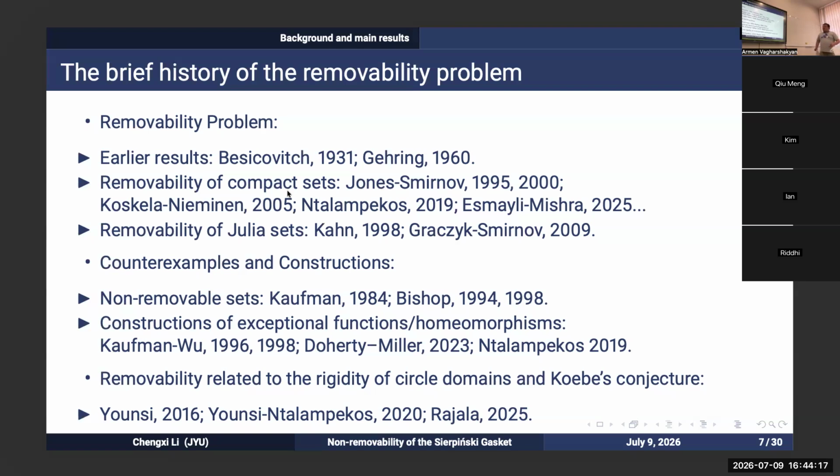And also the Younsi and Ntalampekos paper, in Inventiones in 2020, and I heard that this paper was awarded the Basic Science prize in my country. And of course, my PhD advisor Kai Ayala's paper in 2025 gives the counterexample on one direction of Koebe's conjecture.